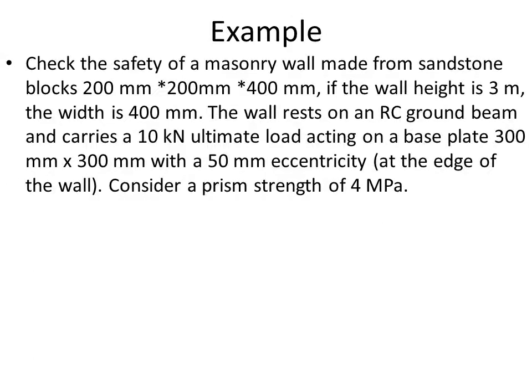So let's take an example. Check the safety of a masonry wall made from sandstone blocks 200 mm by 200 mm by 400 mm. If the wall height is 3 meters, the width is 400 mm. The wall rests on an RC ground beam and carries a 10 kN ultimate load acting on a base plate 300 mm by 300 mm with a 50 mm eccentricity at the edge of the wall. Consider a prism strength of 4 megapascal.